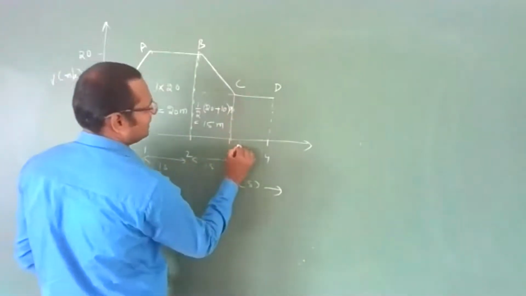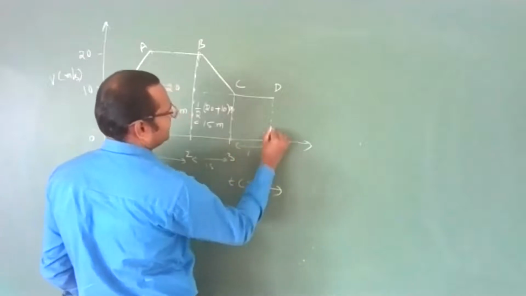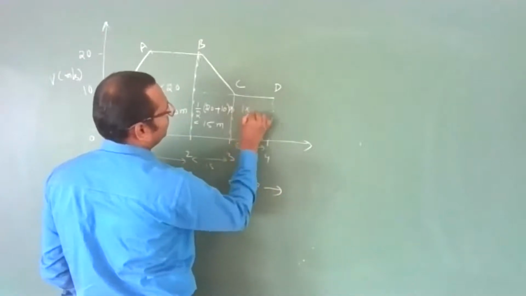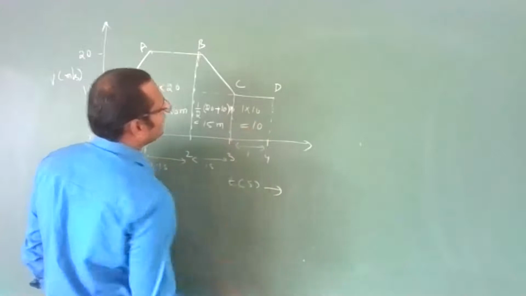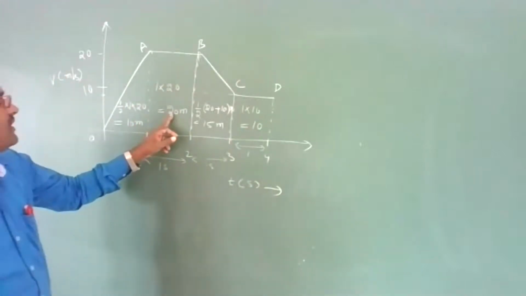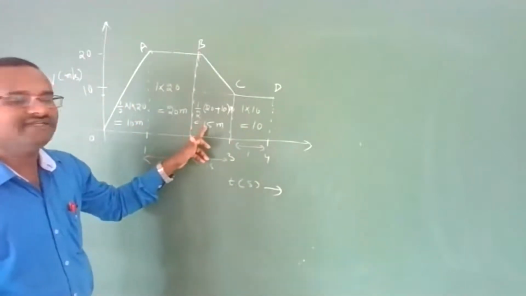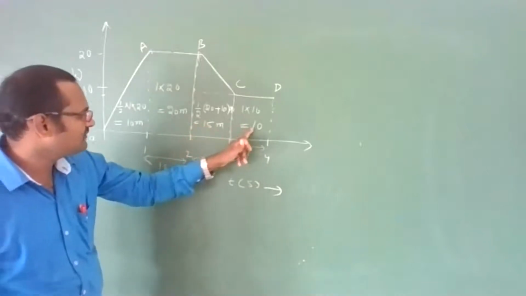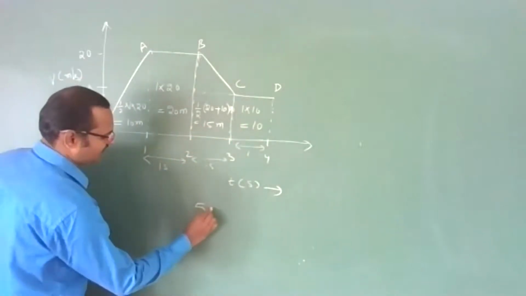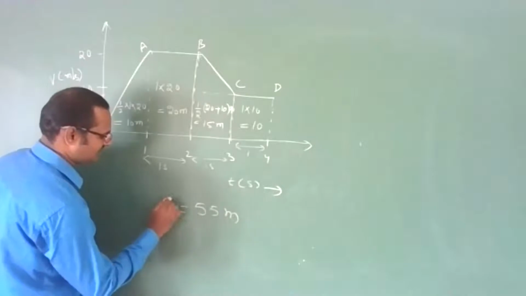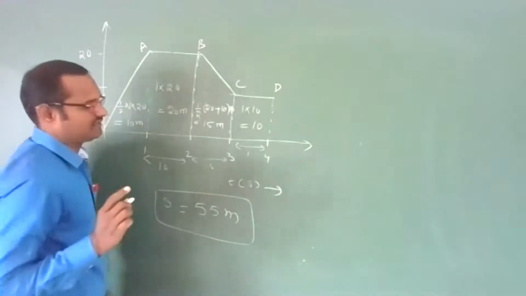Next, this is 1 second and this height is 10. 1 into 10 is 10. So total, add 10 plus 20, 30. 30 plus 15, 45. 45 plus 10, 55. Yes, 55 meters is the answer. Distance is equal to 55 meters.